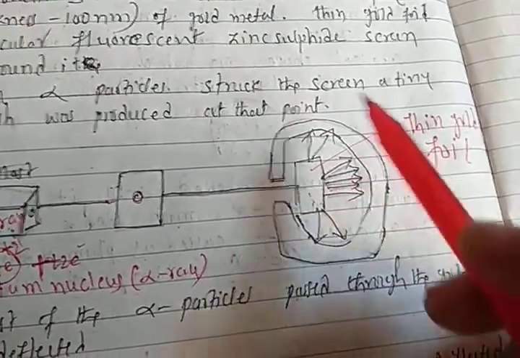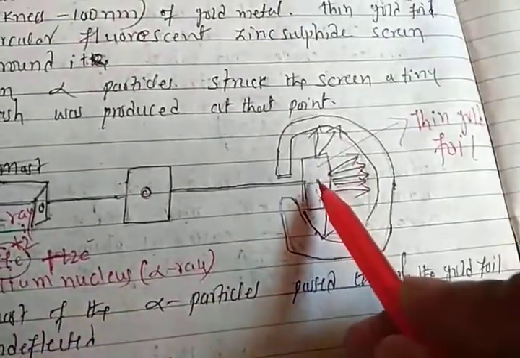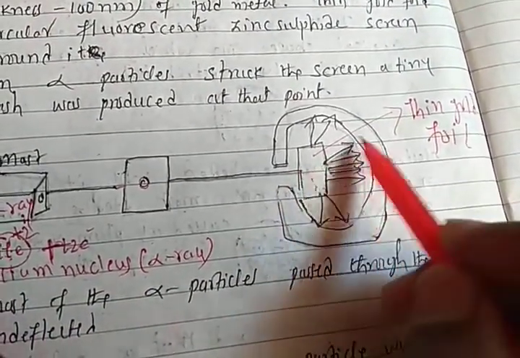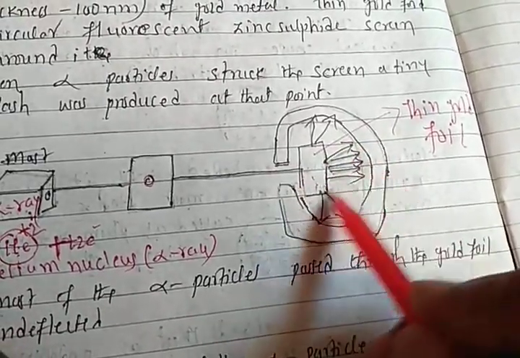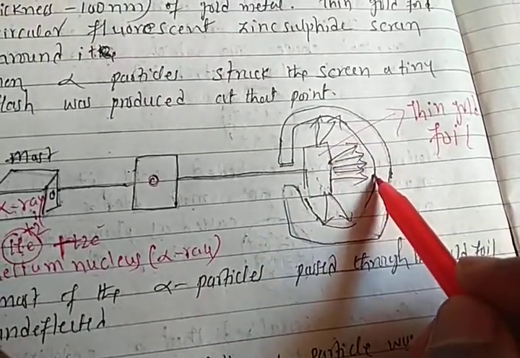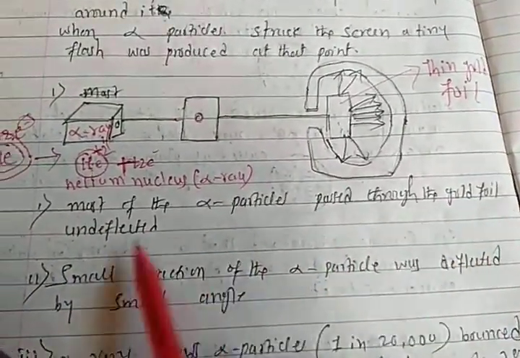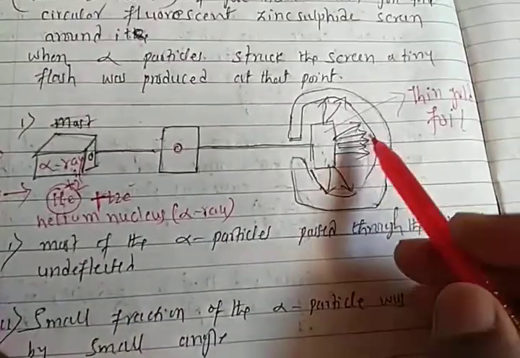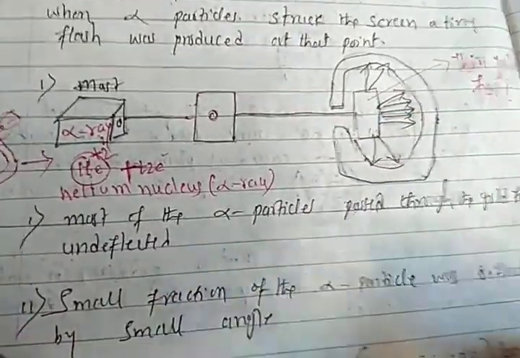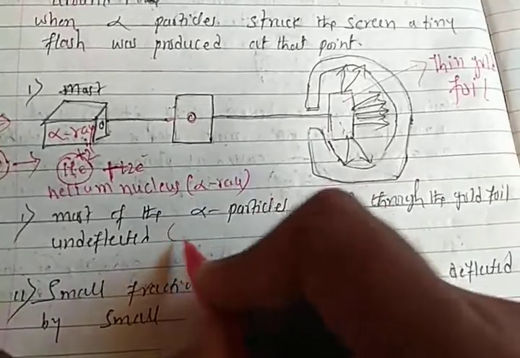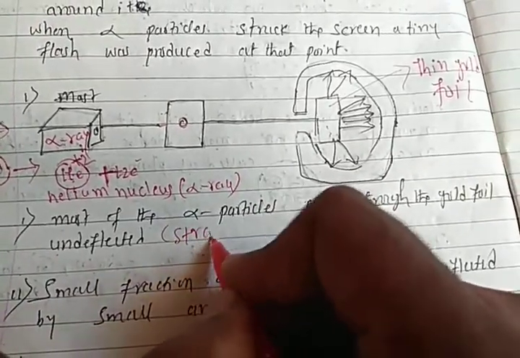When it strikes the thin gold foil, many alpha ray particles move directly in a straight line. Right. So most of the alpha rays pass through the gold foil undeflected. Undeflected means they are moving straight.